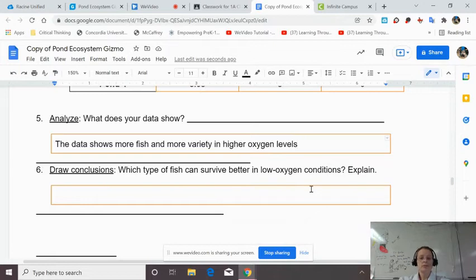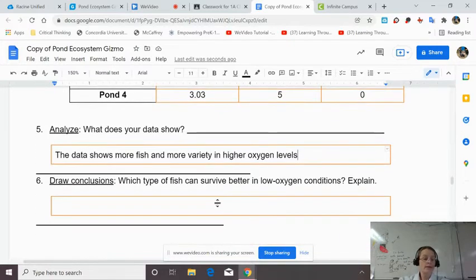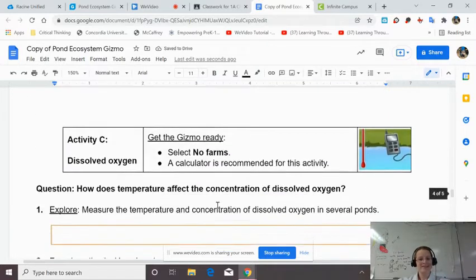So what type of fish survive better in low oxygen? For that one, we look at our low oxygen ponds and look at the breakdown of the fish we caught. Well, we caught no trout and only catfish. Therefore, conclusion time: catfish survive better. We caught only catfish in low oxygen ponds. It's beautiful. All right, let's move on.